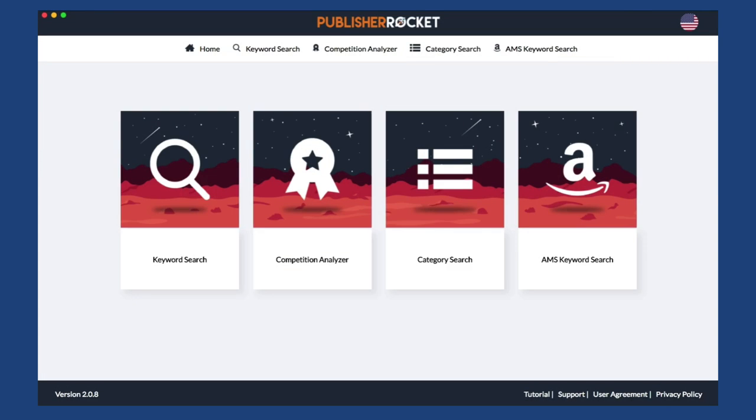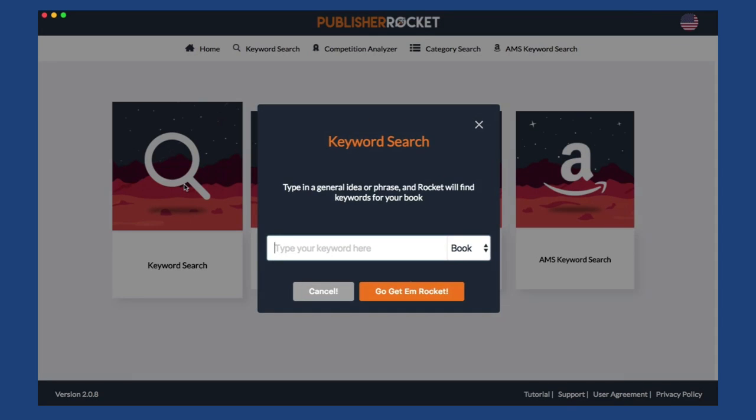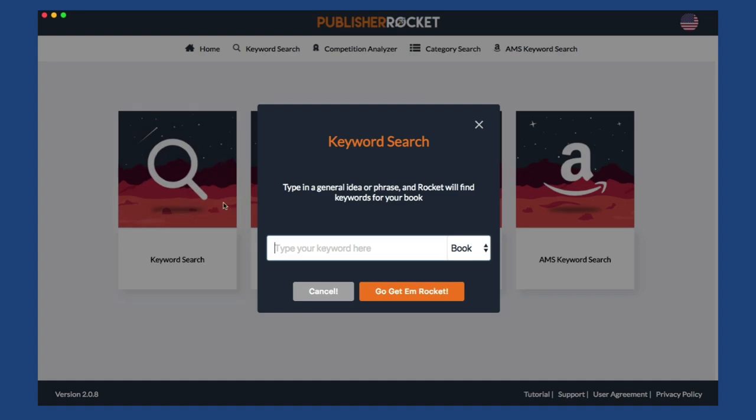In order to conduct a keyword search, we either select the keyword search here or here. This will bring up a search box where you can type in an initial keyword phrase, book idea, or just a general description you think shoppers would use when looking for your kind of book. The more broad of a term you put in here, the more suggestions Rocket can give you based on Amazon's information, and vice versa. Next, select whether or not Rocket should focus on book data or ebook data here. Now that you've entered this in, just click Go Get 'em Rocket.